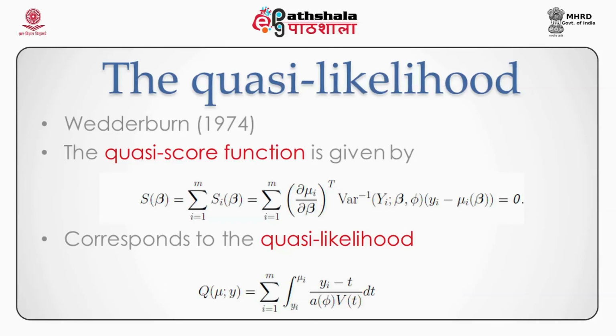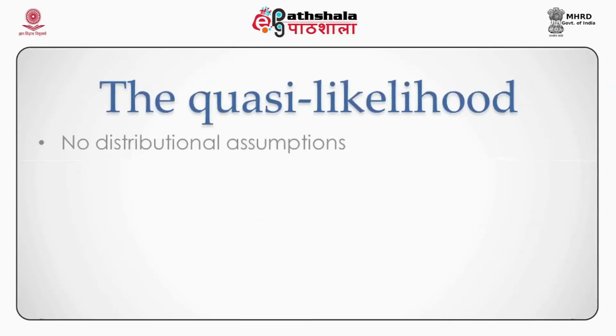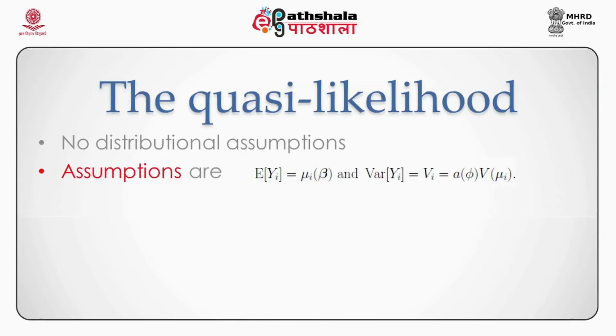So in any situation where we are able to specify V(t), instead of going for likelihood based estimation, we can construct the quasi likelihood and the score functions obtained by pretending that the distribution of the data is given by Q, even if it is not, and apply the properties in the previous slide to get the asymptotic distribution of the regression coefficients. So to repeat again, no distributional assumptions are made. The only assumptions are expectation of yi equal to mu i of beta and variance of yi equal to vi, some function phi into V of mu i.